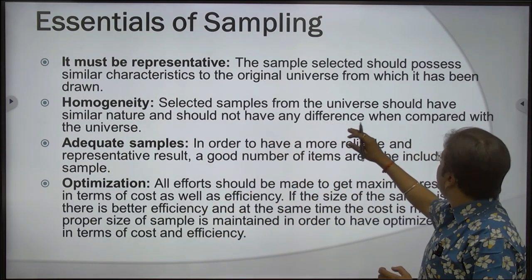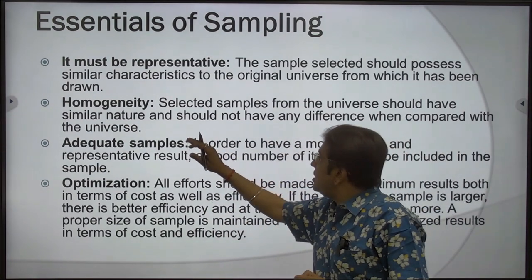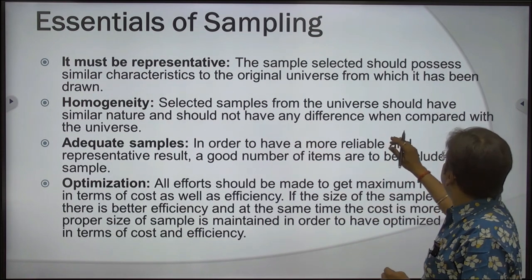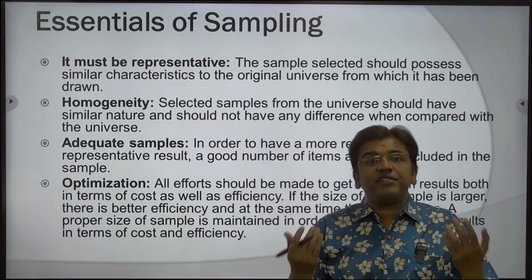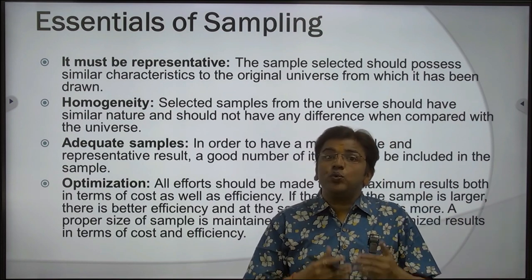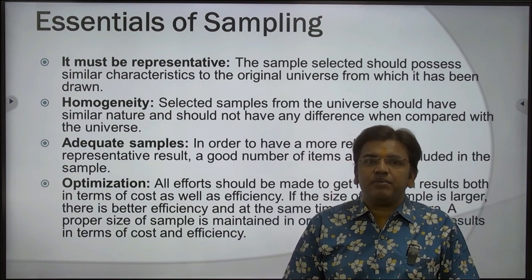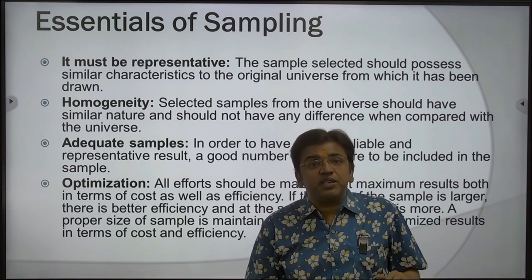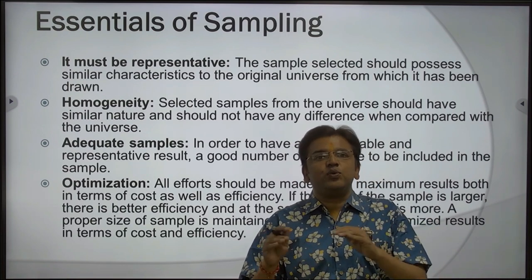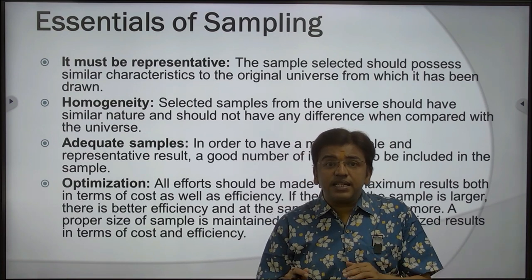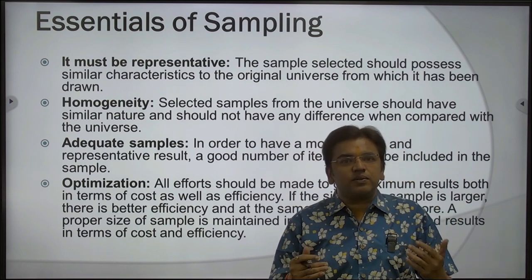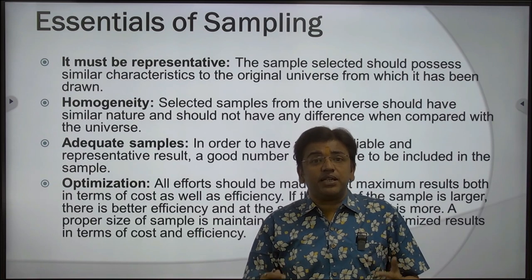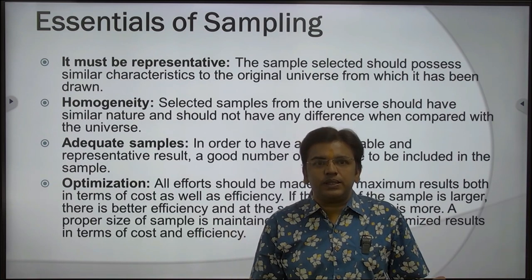Selected samples from the universe should have similar nature and should not have any difference when compared with the universe. Means the sample you have taken and the universe should be the same. There will be no difference between the sample and the universe. The characteristics determined in the sample should always be equal to the characteristics determined in the universe as a whole.